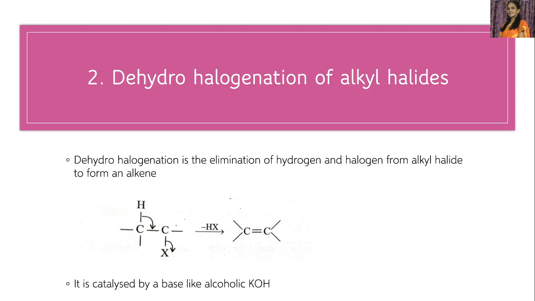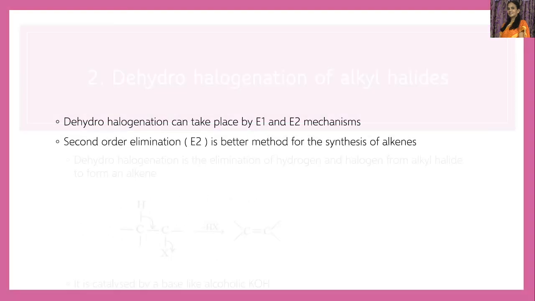Here the reagent used in dehydrohalogenation is alcoholic KOH. It is catalyzed by a base like alcoholic KOH, that is KOH in alcohol. Now, dehydrohalogenation can take place by E1 and E2 mechanisms. E1 is the elimination unimolecular mechanism. E2 is the elimination bimolecular mechanism.